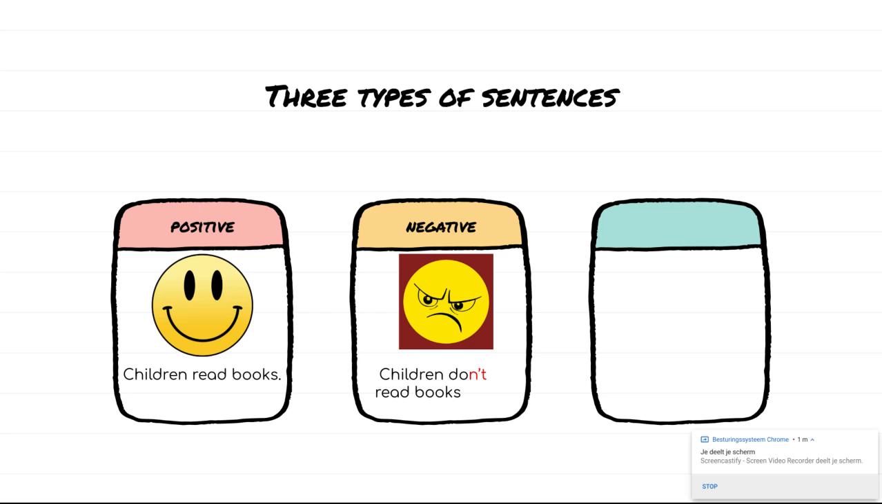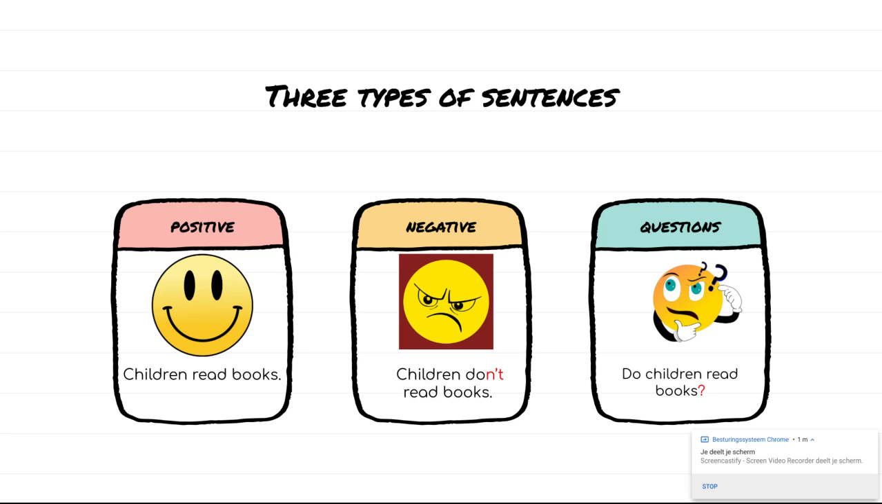Look at their face. Ooh. And the third one is questions. Of course, questions. Well done. And what is a question? Do children read books? And there you see the question mark, so it's a question.